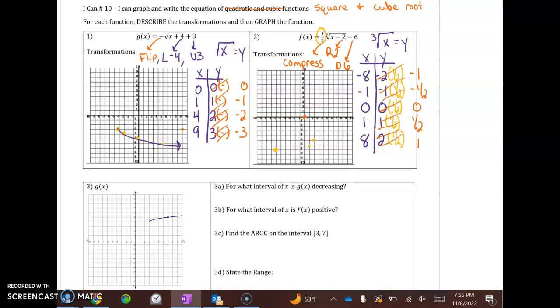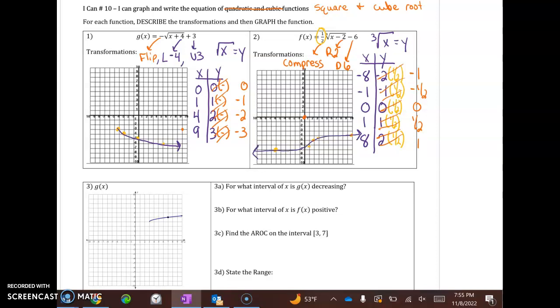And then I just kind of slowly take care of all my points. And my last one of 8, 1 is going to go right 2, down 6. So 1, 2, 3, 4, 5, 6, about there. And then I can connect them, and this time I will have arrows at both ends. And that is 1 and 2.